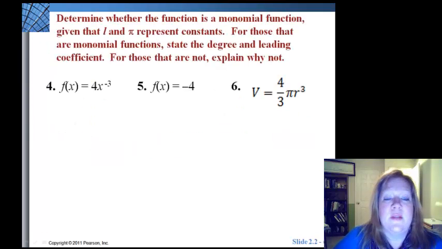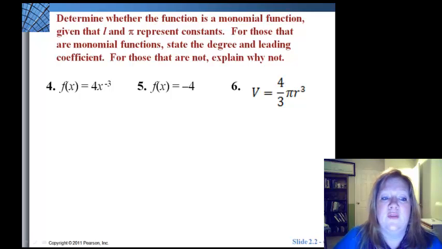Let's go into the monomial functions next. Determine whether the function is a monomial function given that L and pi represent constants. For those that are monomial functions, state the degree. If you remember, the degree is the highest power on your variable, and the lead coefficient. For those that are not, explain why not. So if we look at these, monomial means one term.